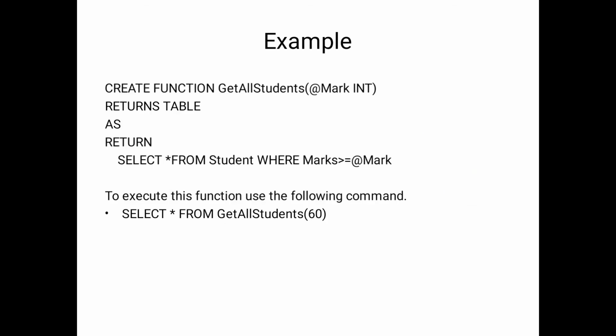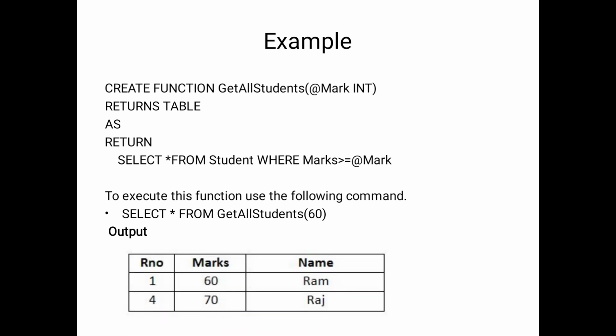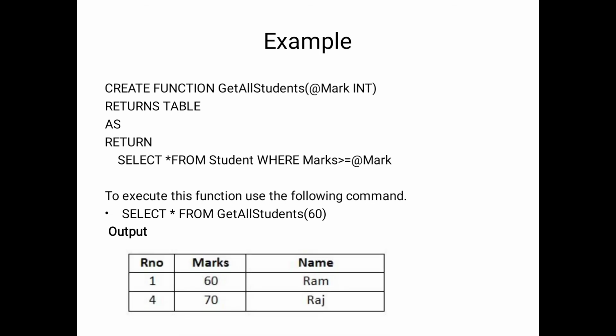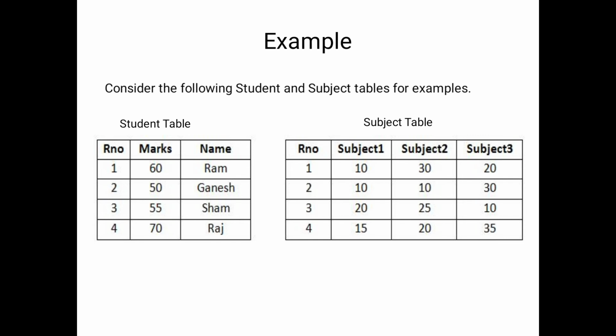Please observe the output here. Because of select star from, the values are displayed with the fields roll number, marks and name. Here the condition is marks greater than or equal to 60. 60 greater than or equal to 60, so roll number 1 is displayed. Next, 55 is not greater than or equal to 60, so roll number 2 is not displayed. Third roll number, 55 greater than or equal to 60, not satisfied. Fourth roll number, 70 greater than or equal to 60, so that is also satisfied.